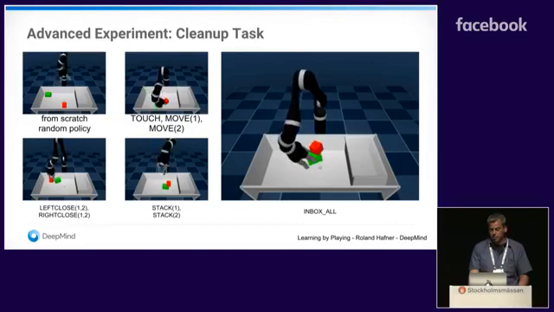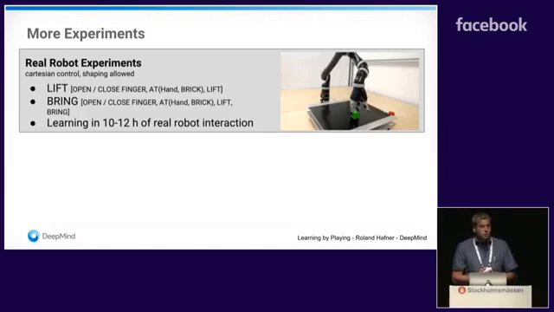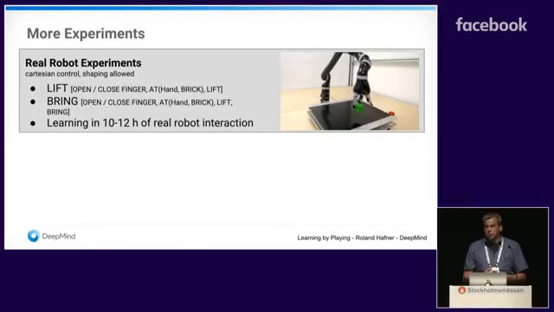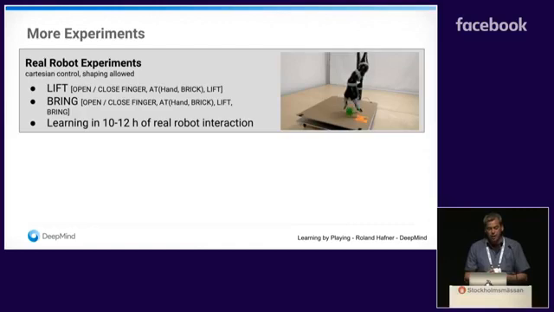So we did some other experiments, a lot of other experiments. Here are some examples. In the paper, we also had experiments for the real robots. They are a bit simplified just to save experimentation time. So we have Cartesian control and a few shaping auxiliaries allowed. We can learn something like lift and bring with a few auxiliaries here, and we can learn this in 10 to 12 hours of real robot interaction time. That's really data efficient and really, really nice.